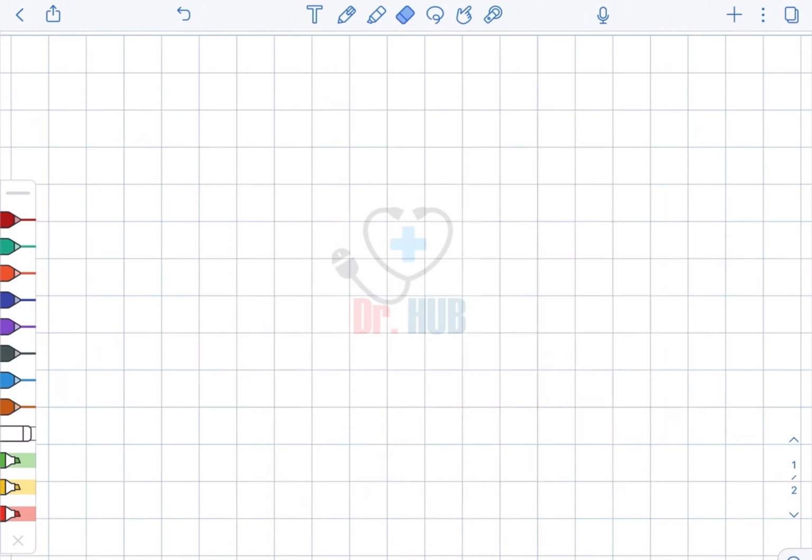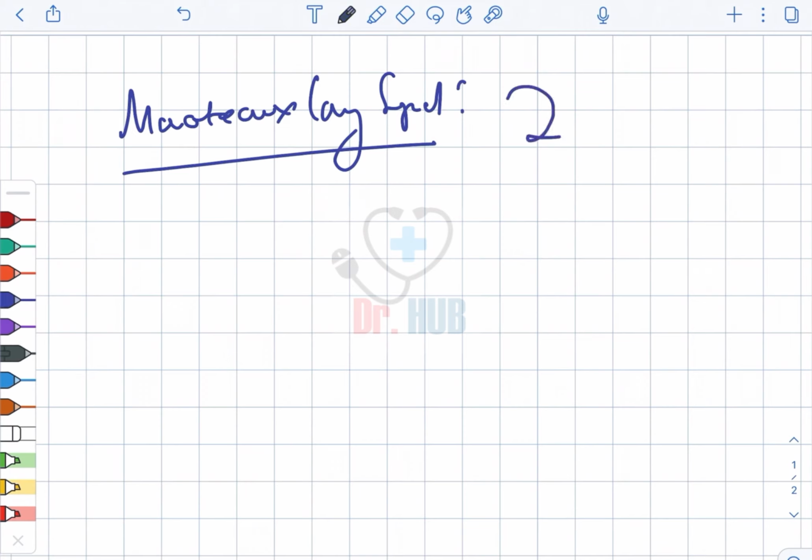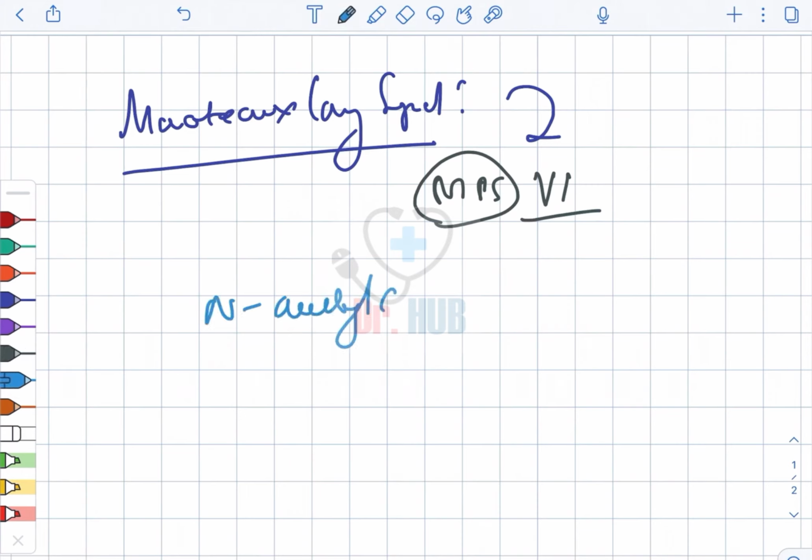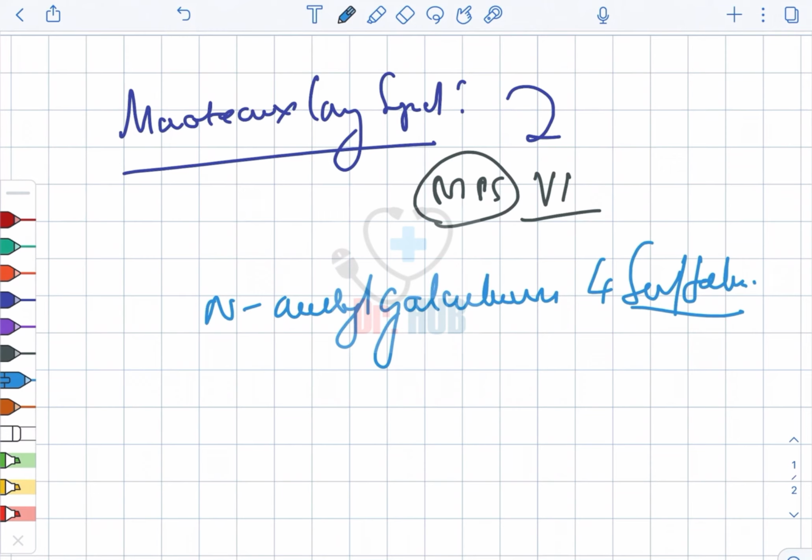Next, the disease you are looking at is Morquio-Lamy syndrome. Here the MPS involved is MPS 6, and the enzyme defective is N-acetyl galactosamine 4 sulfatase. Next, moving on to the GAG which is affected.